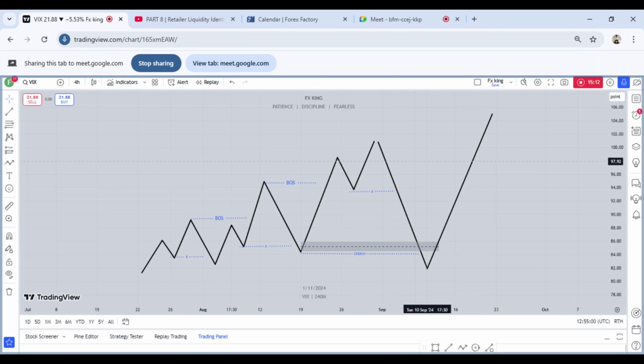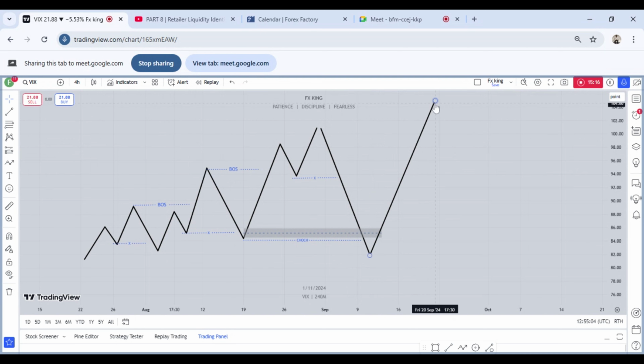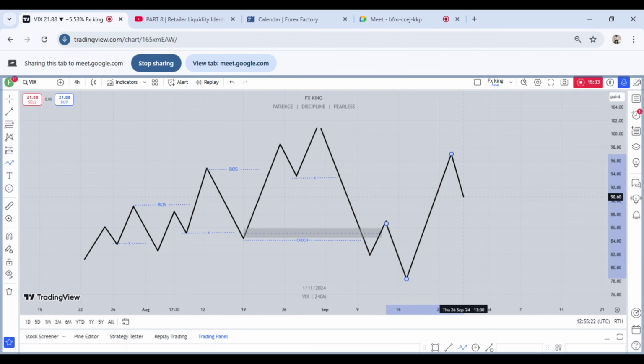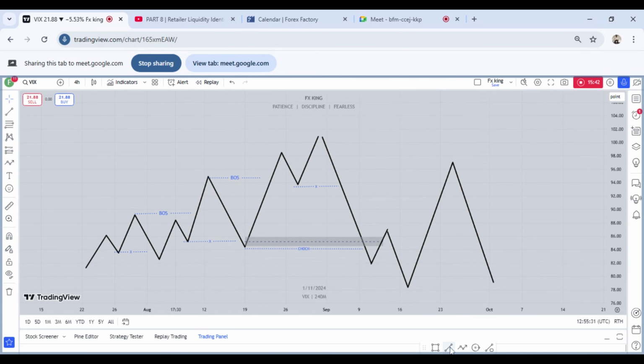Now, how is this change of character valid? When we have an inducement. When the market creates an inducement, it is just a pullback. Once the first pullback is taken out, now you can start looking to maybe sell off a zone here. You sell, and your first TP should be somewhere around here. So this will be our inducement.